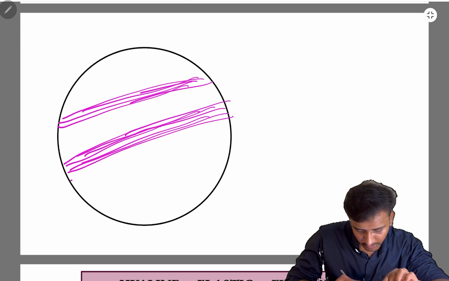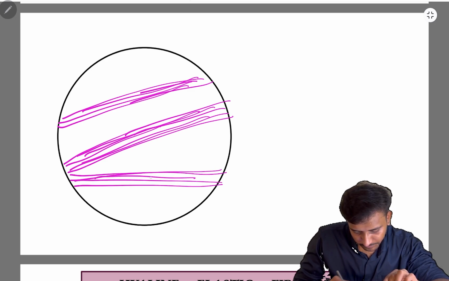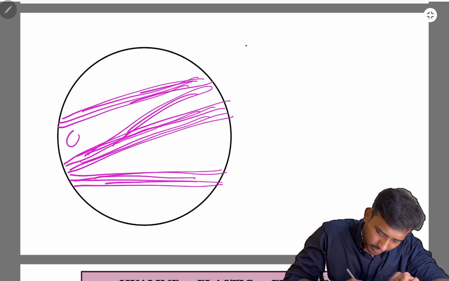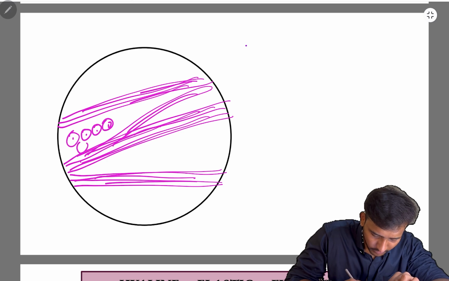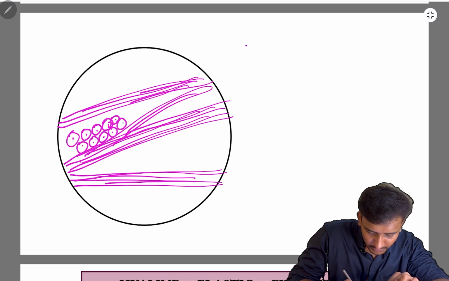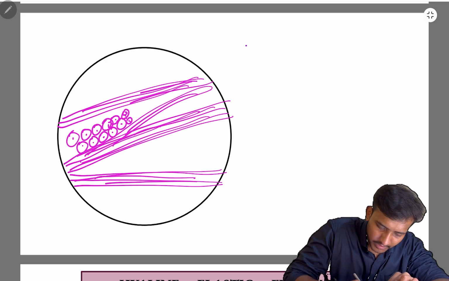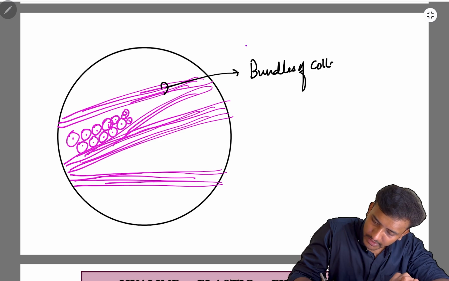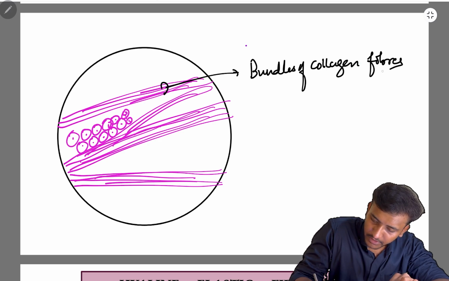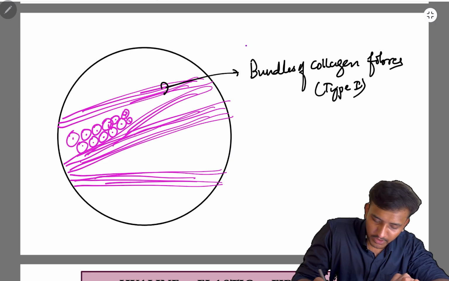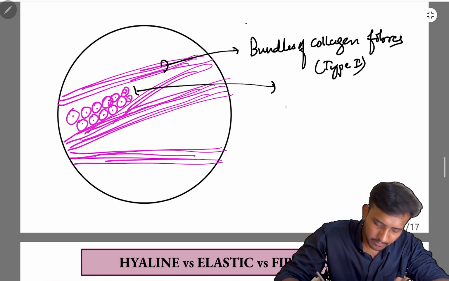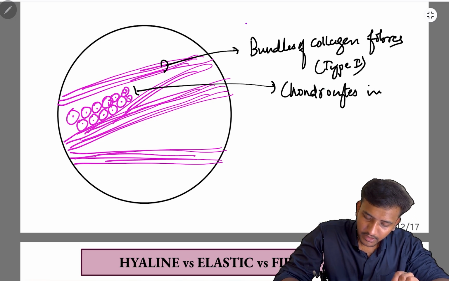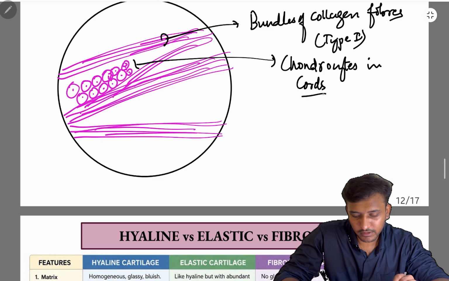And I told you there will be bundles of collagen fibers. You can just draw it like this, right? And between the bundles, you will have your chondrocytes. They are arranged in a cord-like manner, right? What is this, guys? These are your bundles of collagen fibers, right? You can mention over here itself that they are type 1 collagen. Apart from that, you will say the cells between these bundles are called chondrocytes, right? And how are the chondrocytes arranged? Chondrocytes are arranged in cords, right?